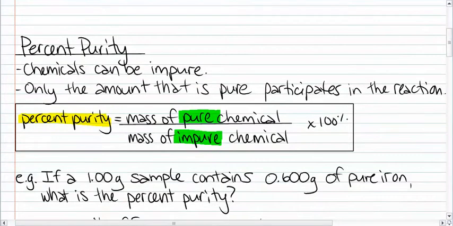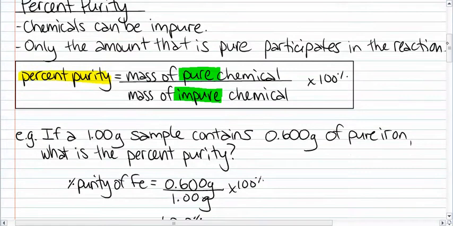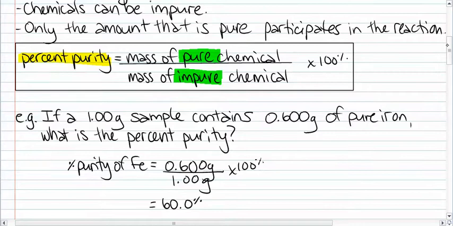If a 1 gram sample contains 0.6 grams of pure iron, what is the percent purity? So percent purity will be equal to the mass of pure chemical divided by the mass of impure chemical times 100%. Each of those figures has 3 sig figs, so our answer gets 3 sig figs. 60.0% would be our percent purity of iron. Let's do a slightly harder example.